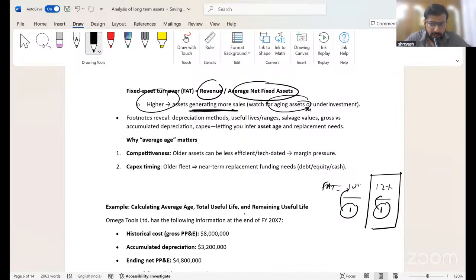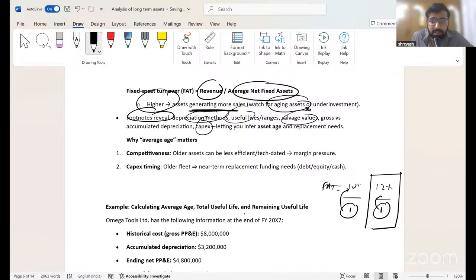But what do you mean by age? Age is where the assets are in their life. Are they very close to the end of their life? Are they somewhere in the middle, or are the assets very early in their life? Can be anything. Where can you get this information? From the footnotes of the company. You can understand the depreciation method, useful life, salvage value, gross versus accumulated depreciation, and what kind of capex might be there.